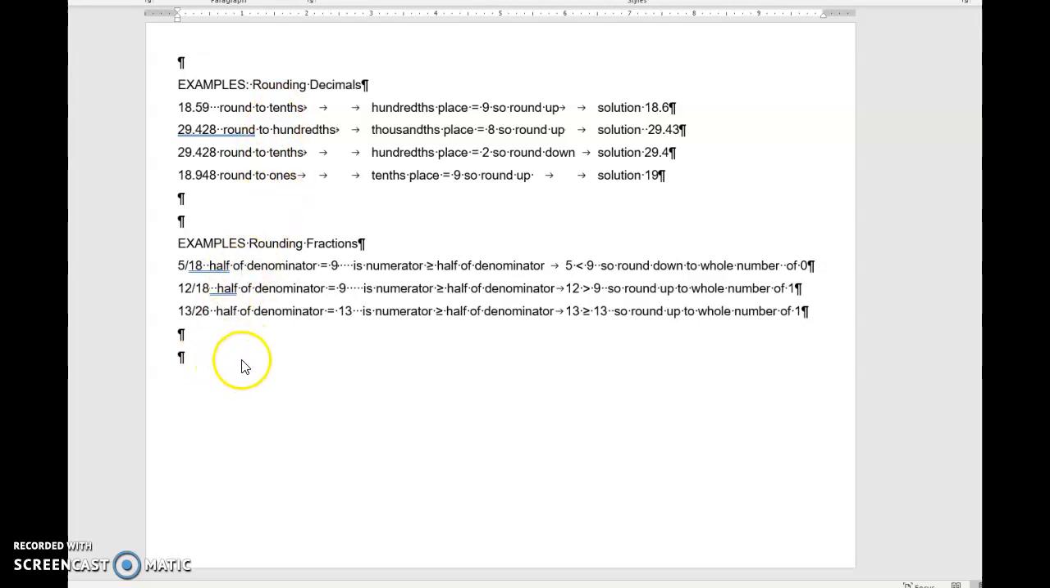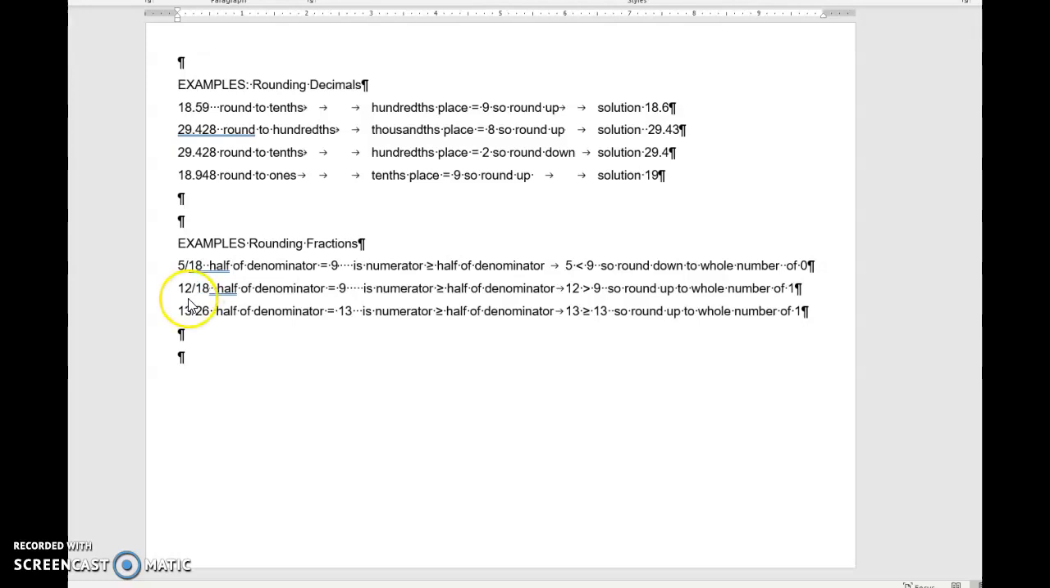These are a little bit more difficult than the ones that were in the book, so we're just going to take them one at a time. 5/18, half of the denominator is going to be 9, so half of 18 is 9. We're going to look, is the numerator greater than or equal to half of the denominator? So our numerator was 5. That's less than 9, right? So the numerator is less than half of the denominator, so we're going to round down to the whole number of 0. Since we didn't have a whole number out here, we just automatically go to 0. That means this fraction 5/18 is not more than half, or not more than 0.5 if we change it to a decimal.